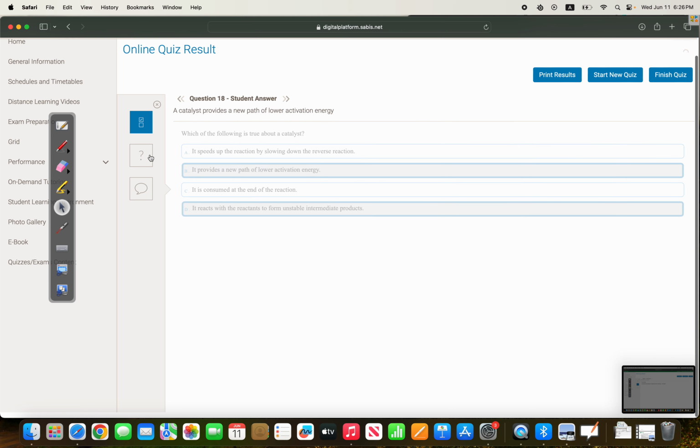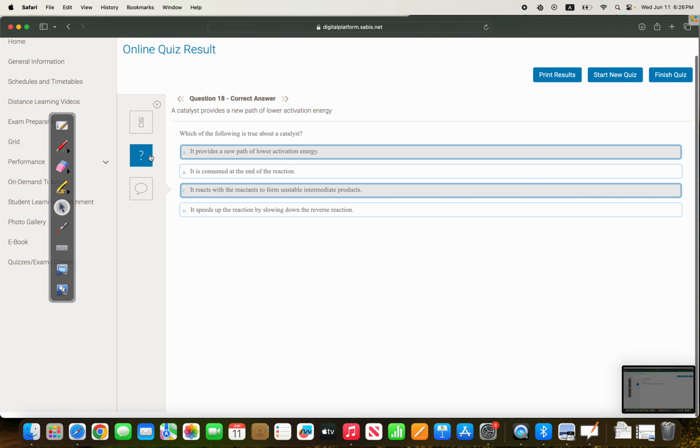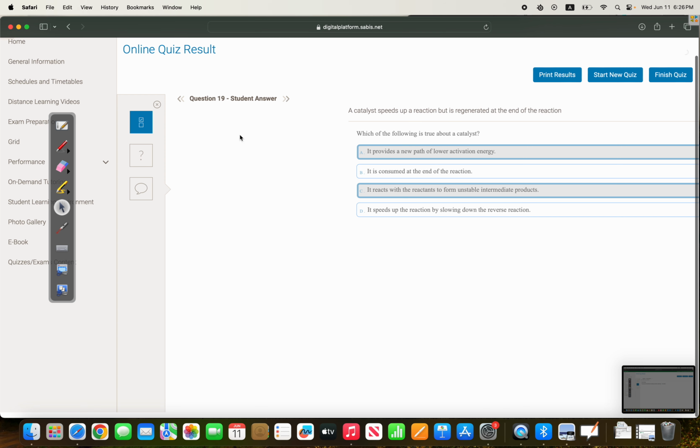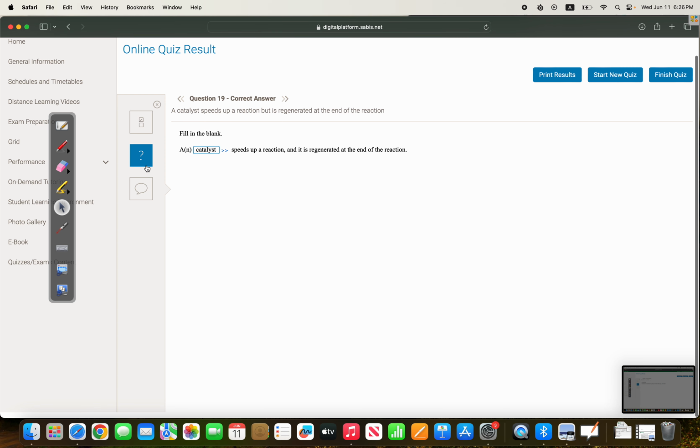Number 18. Which of the following is true about a catalyst? It provides a new path of lower activation energy, and it reacts with the reactants to form unstable intermediate products. A catalyst speeds up reaction and it is regenerated at the end of the reaction. A catalyst does this by decreasing the activation energy for both the forward and backward reaction.